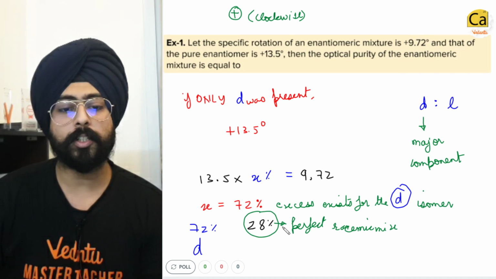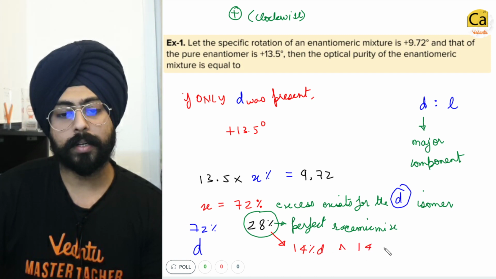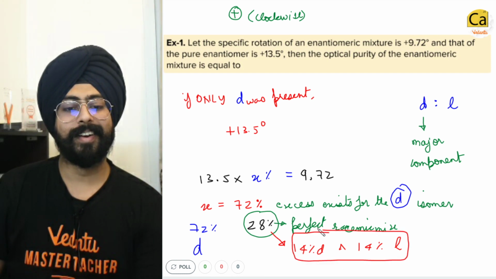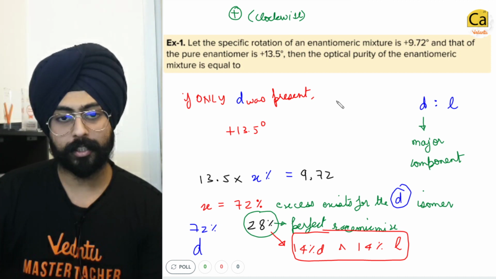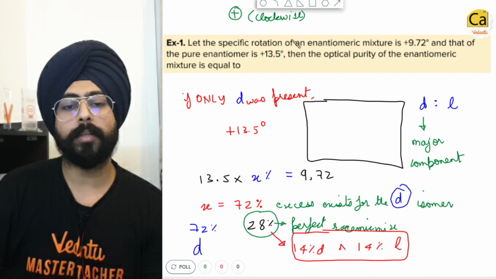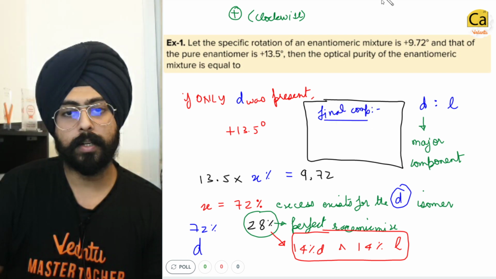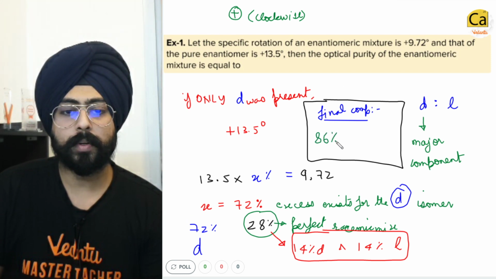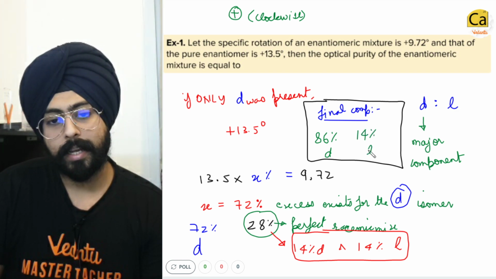What does perfect racemic mixture mean? This implies that there is 14% D and 14% L. So can you tell me what is the final composition of this mixture? Final composition is 72 plus 14. How much is that? 86% D and 14% L.